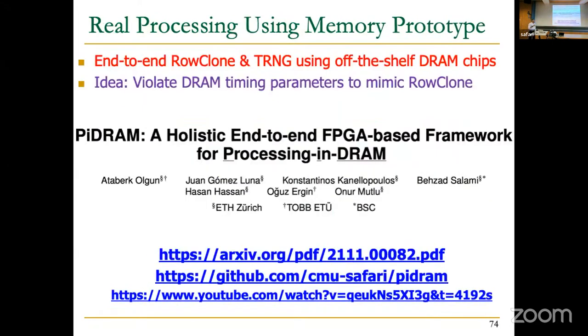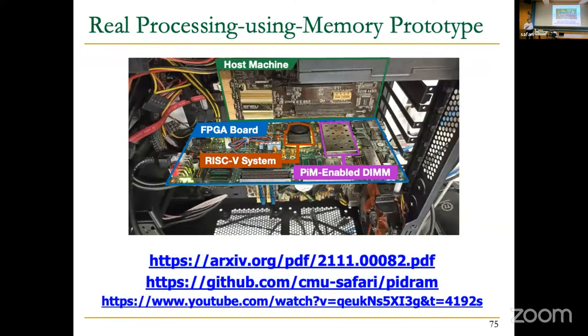So I'm going to briefly talk about the PyDRAM framework. This one that I mentioned not only violates DRAM time parameters to do row copy, but also proposes end-to-end FPGA-based frameworks for processing using DRAM. We have this setup in our group called SoftMC that enables a customized memory controller. Once you have this customized memory controller in an FPGA, we can violate these DRAM time parameters to do RowClone, for example.